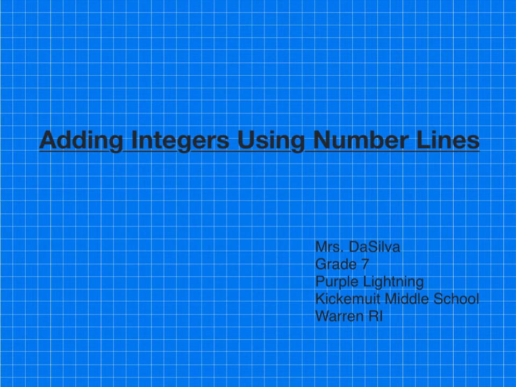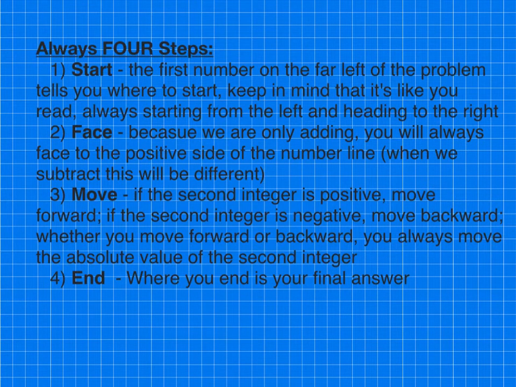The next thing that we're going to be doing is adding integers using number lines. So these are the same 4 steps that we use every single time. Every time we do one of these, we start, we face, we move, and we end. You'll get into the habit of actually doing SFME every time that we approach one of these problems. At this point, you should stop the video, or pause the video, I should say, and write these notes, these steps, into your notebook.